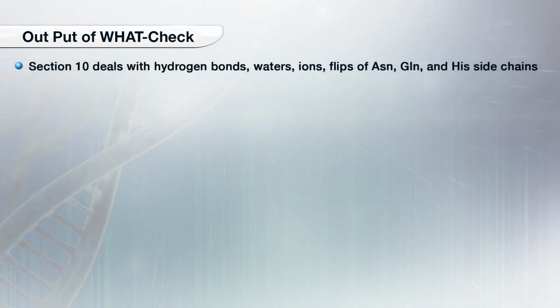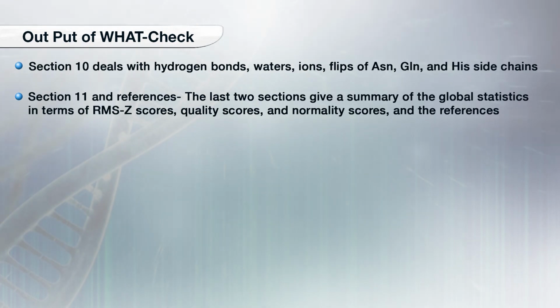And last but not the least, section 11 represents all the references for how the output has been produced. The last two sections give a summary of the global statistics in terms of RMS Z score, quality score, normality score, and the references quoted for it. So, adding together sections 1 to 11, we get all these results.